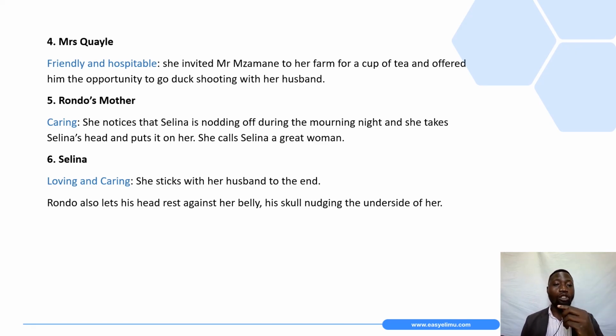We can also talk about Selina. Selina is loving. She is also caring, so she takes care of the husband, and we are also told that she sticks with the husband until the end. We are also told that when Rondo is exhausted, he lets his head rest against her belly, his skull nudging the underside of her. This also shows how loving Selina is to the husband, Rondo.